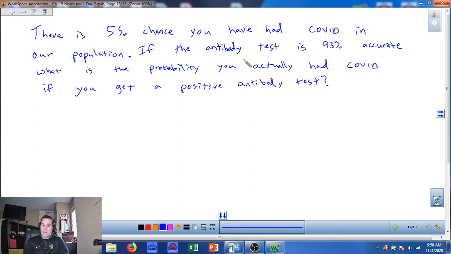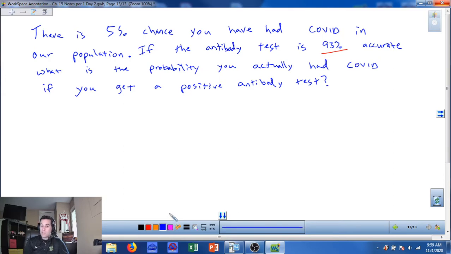So I could go get an antibody test, right? They'll do a blood test on me. They'll figure out if I have COVID antibodies in my blood. Those tests are about 93% accurate. So that means they'll be right about 93% of the time. Okay. I want to know what is the probability that I actually had COVID if I get a positive test, right? I'm sort of going backwards. I'm saying if I get a positive test, what's the probability I actually had COVID? Okay, most people will say 93%. It's not 93%. Okay, it isn't.